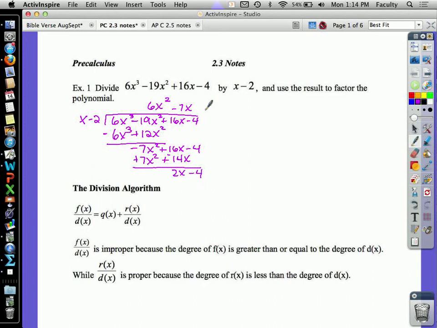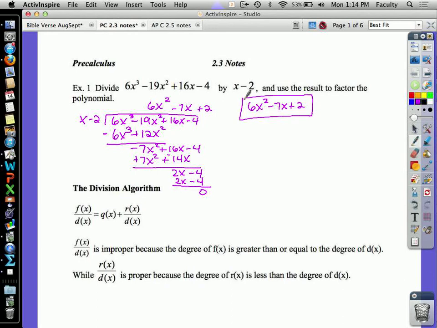And then x times what is 2x? It's a 2. Notice that results in no remainder because they're identical. So the division answer is 6x squared minus 7x plus 2.